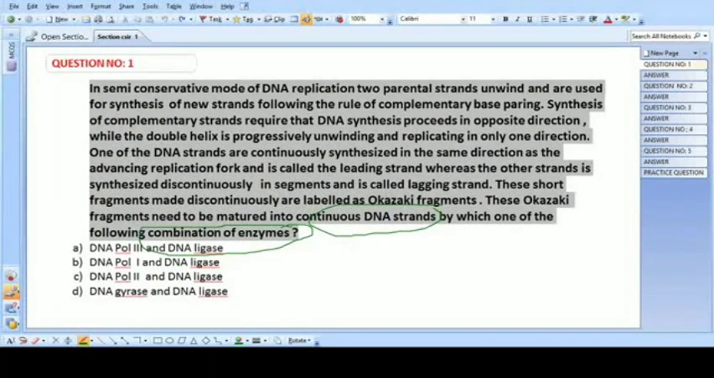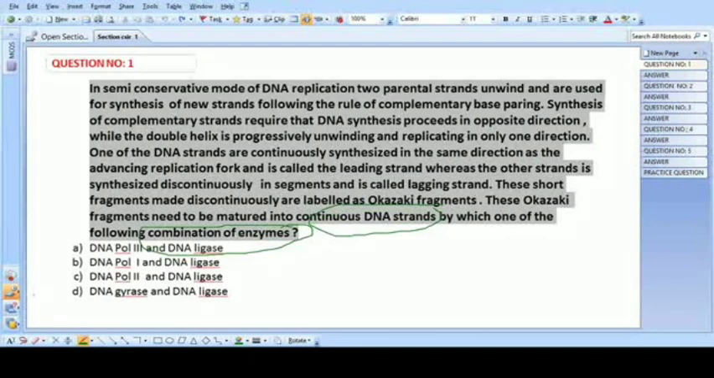That means DNA replication occurs with two parental strands which unwind, and the synthesis proceeds in opposite directions, and thus one of the DNA strands is synthesized continuously and the other strand discontinuously. The one which is continuously synthesized is called the leading strand, and the other which is discontinuously synthesized is called the lagging strand. And these short fragments made discontinuously are called Okazaki fragments, and these Okazaki fragments need to be matured into a continuous DNA strand by which of the following combinations of enzymes.